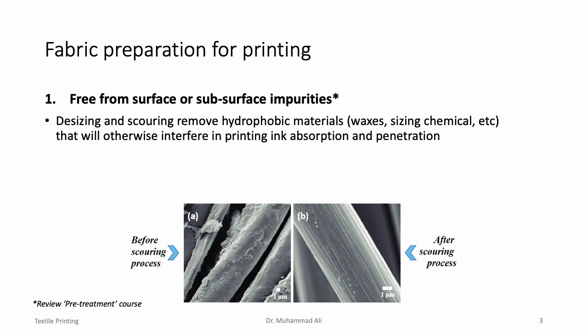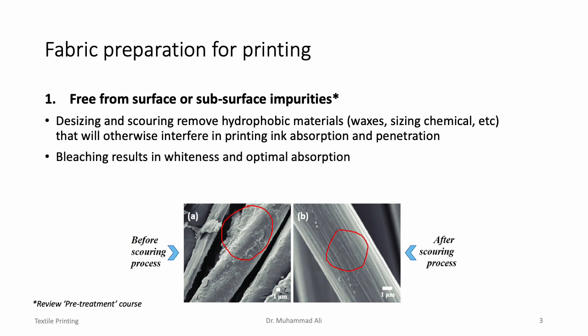So as shown in the image here, before desizing and scouring, the added impurities sit on the surface of the yarns or fibers. And after singeing and desizing, the yarn surface is completely clean. So now the printing ink can directly interact with the substrate, which is important for proper printing.